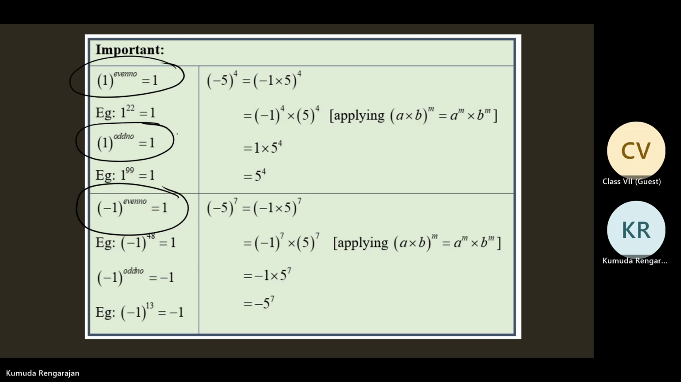When the base is positive 1, whether the power is even or odd, the answer is plus 1. When the base is minus 1 and the power is even, then it's plus 1 only. But if the base is minus 1 and the power is odd, only in this case, the answer is minus 1, or a negative 1.